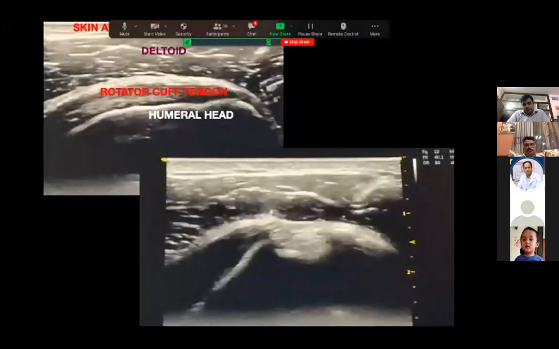If USG can be done, this is very dynamic, when you can move the shoulder and see whether that tendon is moving along with the movement of the shoulder or not. But as our three faculties have already mentioned, we are lagging in having very good musculoskeletal ultrasonologists in Nepal. So though our country is very poor, we still have to depend on MRI for diagnosis.